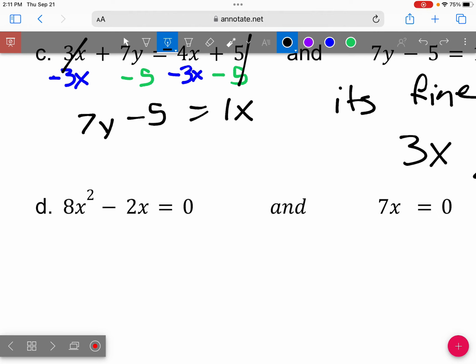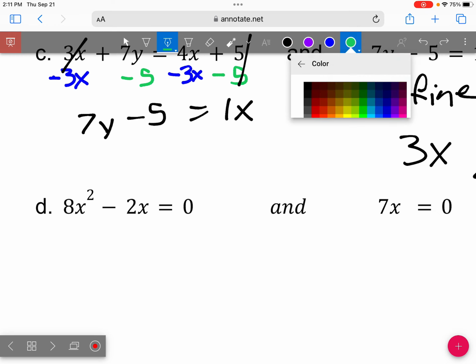What about D? No. Can I put together an x squared and an x? Can I smash them together? No. Can I combine an x squared and an x? No. So stop doing it. I cannot combine an x squared and an x.